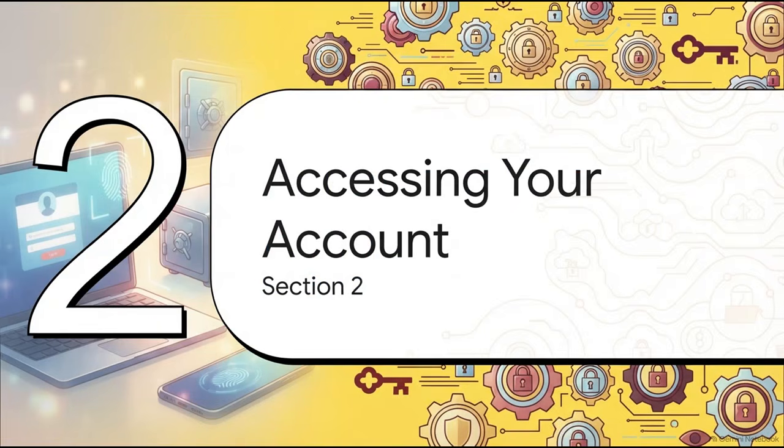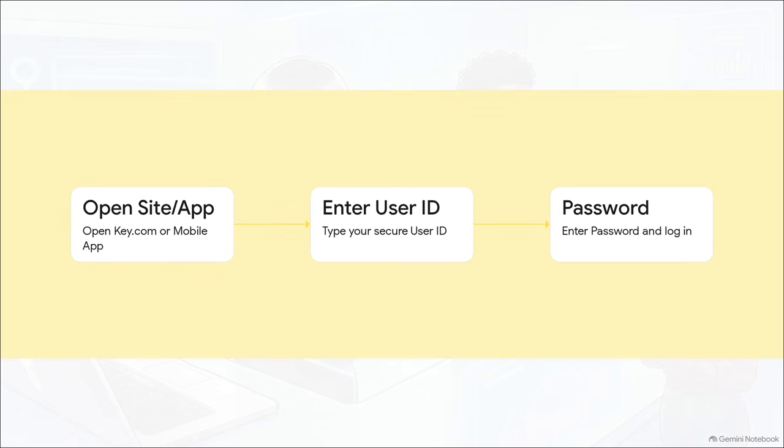Section 2. Accessing your KeyBank account. Let's dive into this process by starting at the very beginning, securely logging in. The very first step is straightforward. Open key.com on your computer or launch the KeyBank mobile app on your smartphone. You'll be prompted to enter your secure user ID and password. Now, just a quick word to the wise here. Always make sure you're on a private, secure internet connection when doing this. You definitely want to avoid using public coffee shop Wi-Fi when you're pulling up sensitive financial documents.